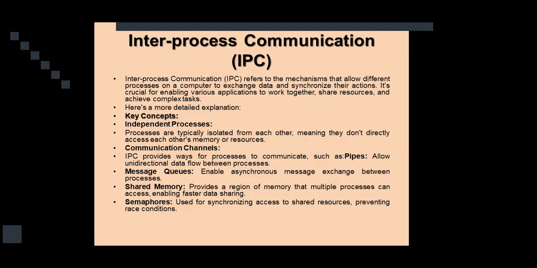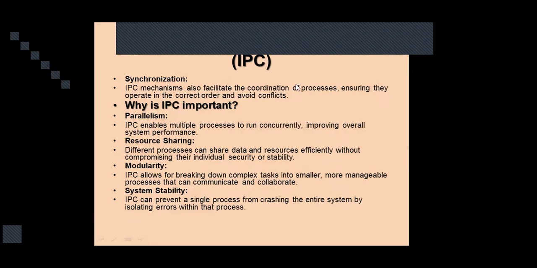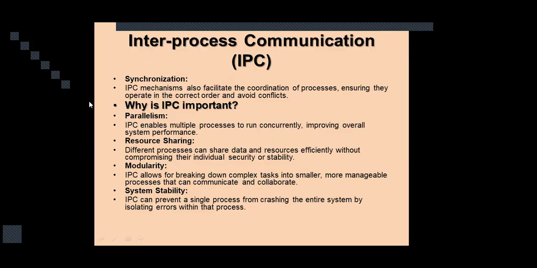Semaphores are used for synchronizing access to shared resources and preventing race conditions. Synchronization IPC mechanisms also facilitate the coordination of processes, ensuring that they operate in the correct order and avoid conflicts. Why is IPC important?